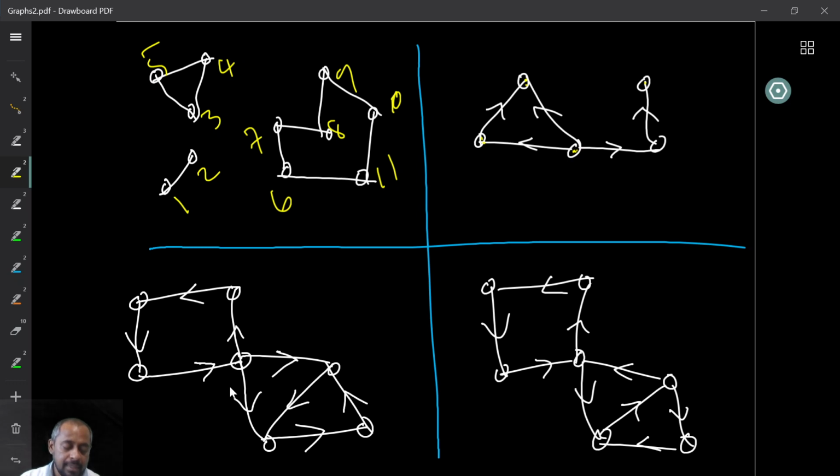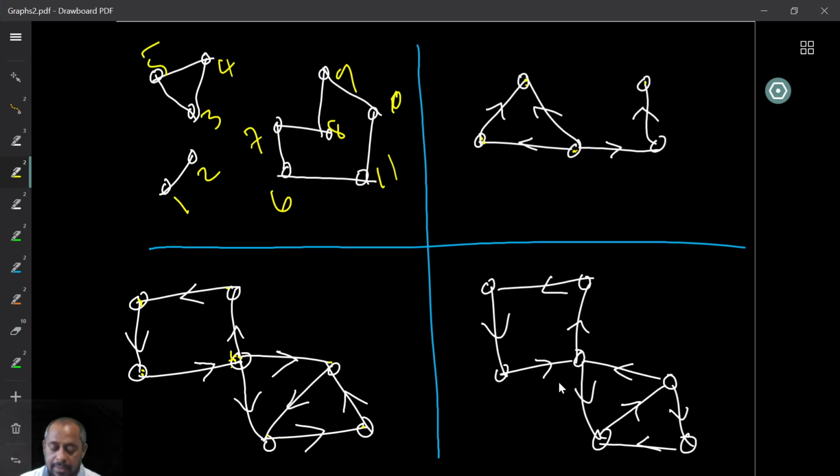What about this one? Let us see. So I can go from here to here or here or here. I can go from here to here or here. I can go from here to here, any of these vertices. But again, this is not strongly connected because I cannot go from this vertex, for example, to this vertex or this vertex. There is no way to go there. Therefore, this is not strongly connected.